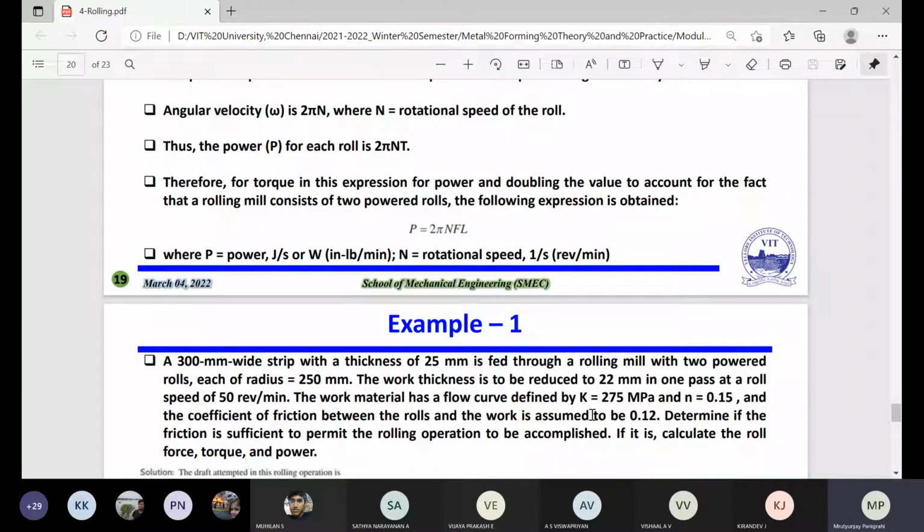The work thickness is to be reduced to 22 in one pass at a roll speed of 50 revolutions per minute. The work material has a flow curve defined by K equal to 275 megapascal and n equal to 0.15. The coefficient of friction between the rolls and the work is assumed to be 0.12. Determine if the friction is sufficient to permit the rolling operation to be accomplished. If it is, calculate the roll force, torque, and power. So you have to find out F, T, and P. All the equations are there, and you have to write the given values. Then you can do it.